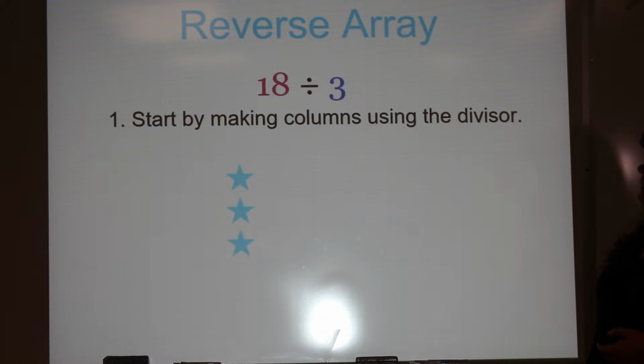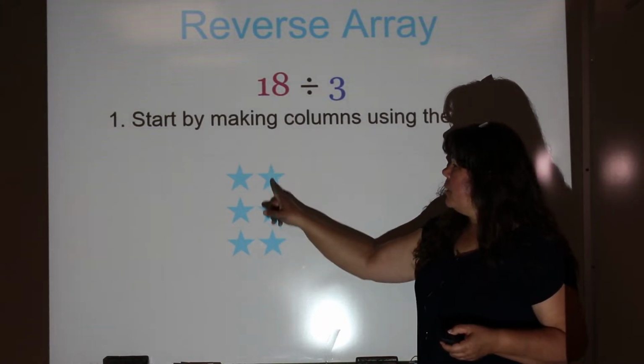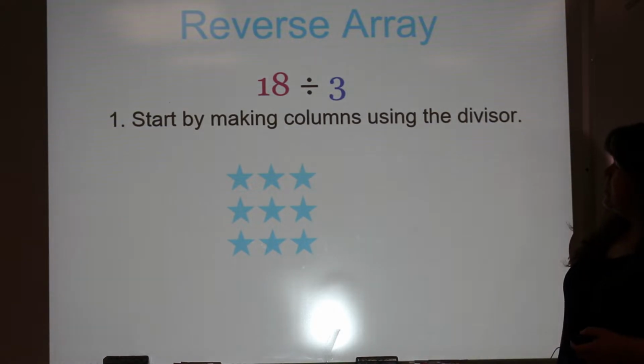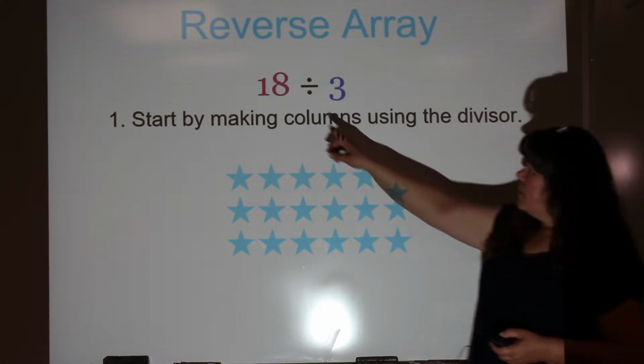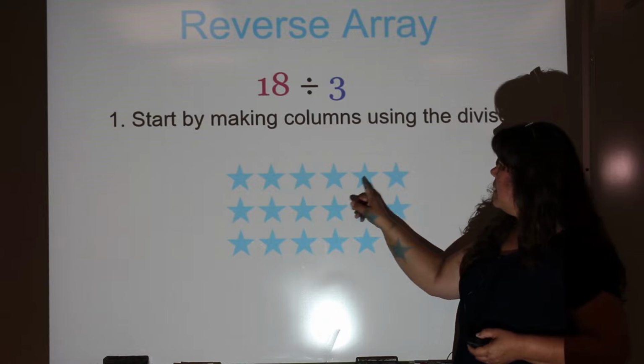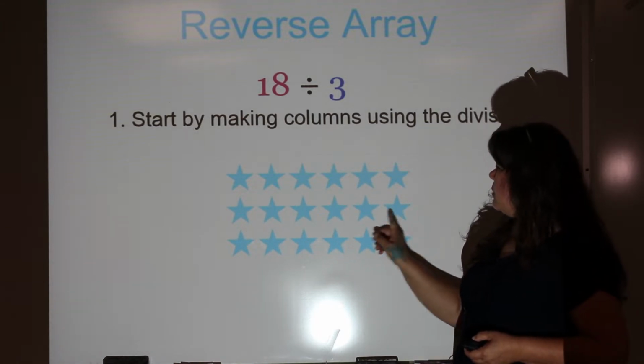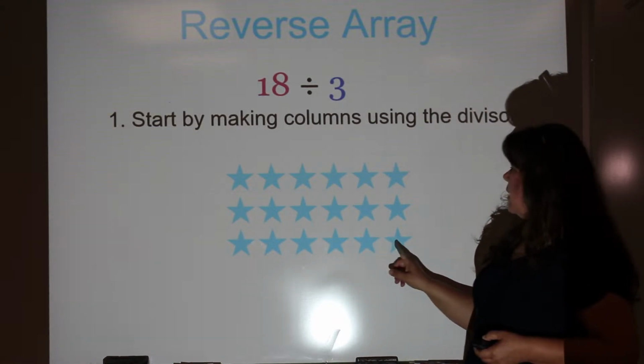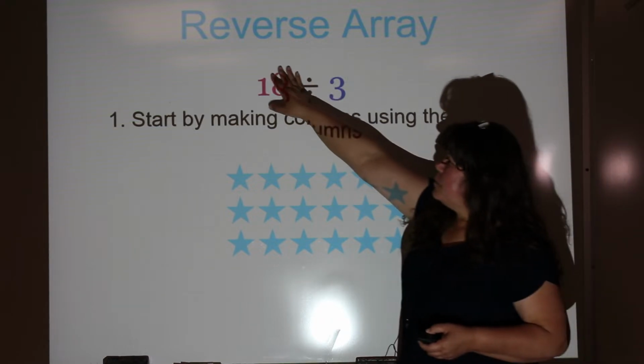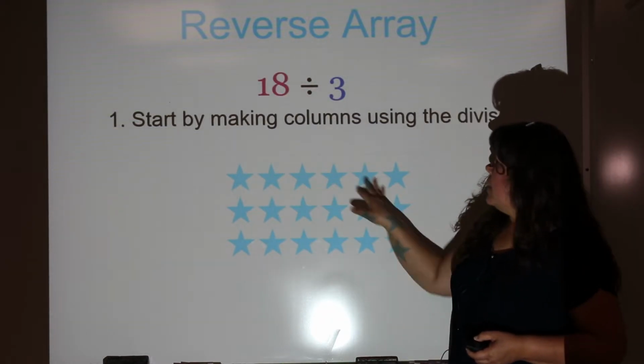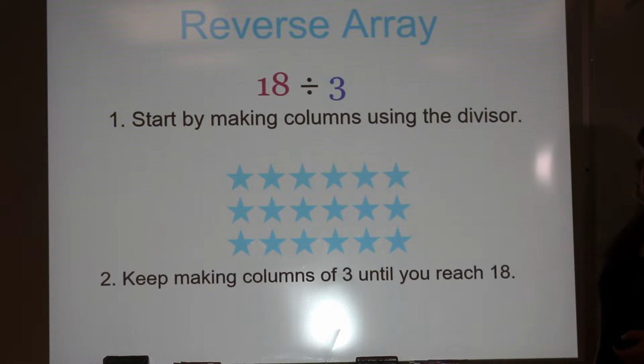Okay, I'm going to have 1, 2, 3, 1, 2, 3, and I'm going to keep doing this until I have 18. 1, 2, 3, 4, 5, 6, 7, 8, 9, 10, 11, 12, 13, 14, 15, 16, 17, 18. I have 18 stars. That's my big number here. And I'm going to make sure that I have all of those in there. So, making columns of 3 until you reach 18.